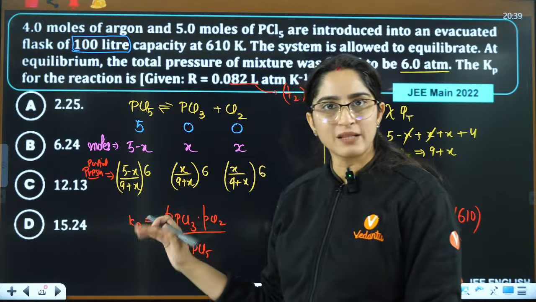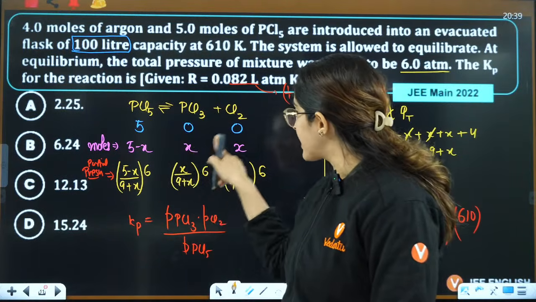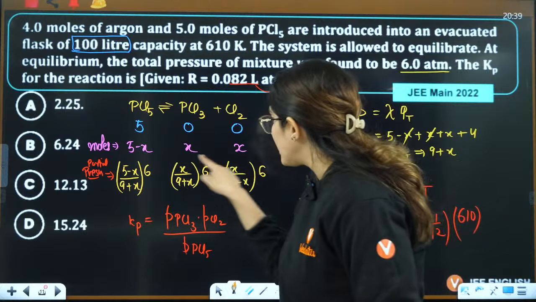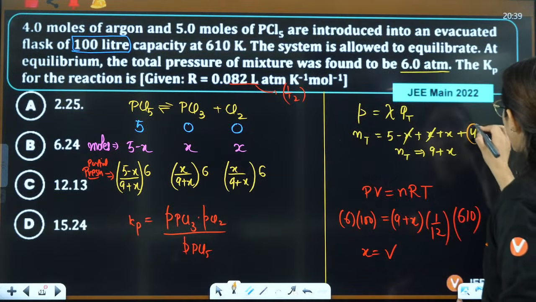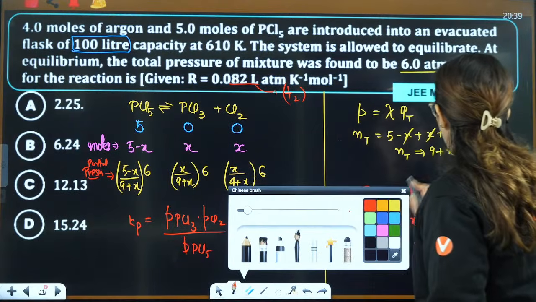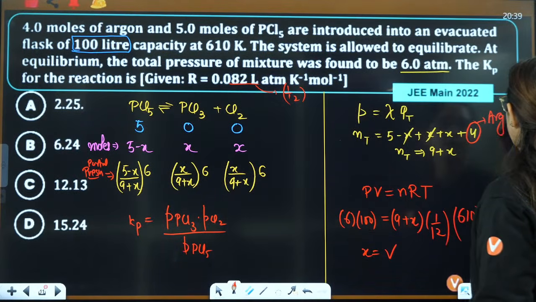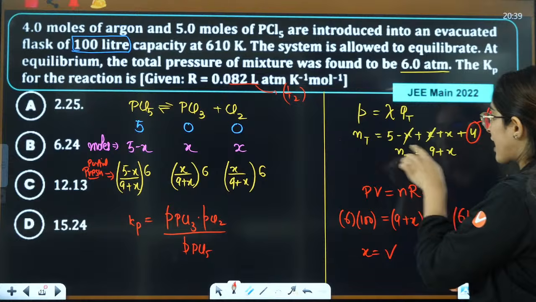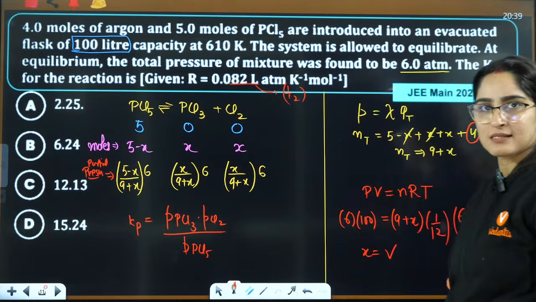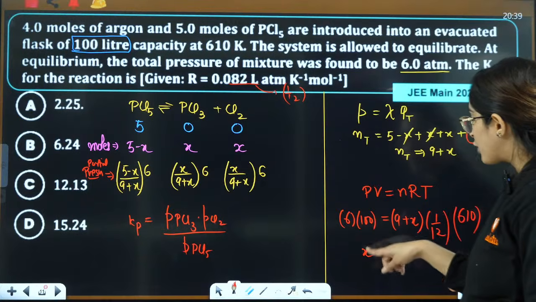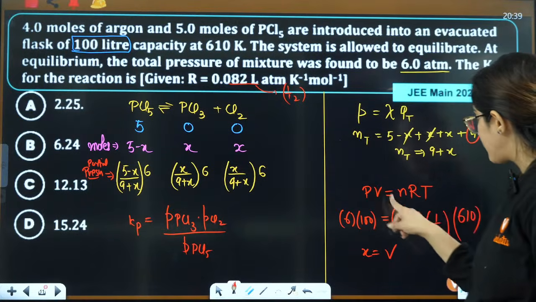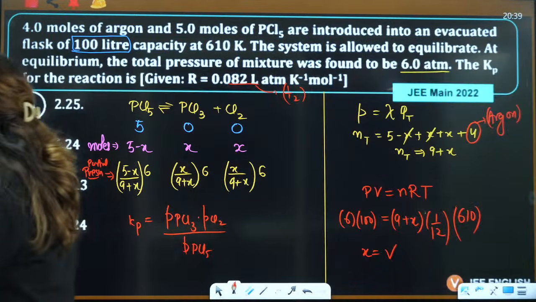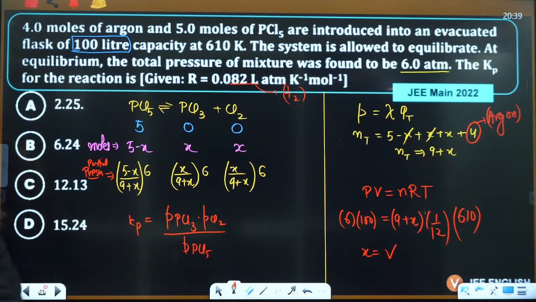I just applied the same method that I was doing previously. 5 minus x, this is x, this is x. I just multiply x with the stoichiometry. Then I calculated total number of moles, but in total number of moles, I also added 4, that is from argon. These are the number of moles from argon. So I added all of them. Total number of moles became 9 plus x. Now to calculate the value of x, I applied the ideal gas equation, PV equals nRT. Calculate the value of x here, put it here, then put the value of all these pressures. Tell me, is that clear, everybody?